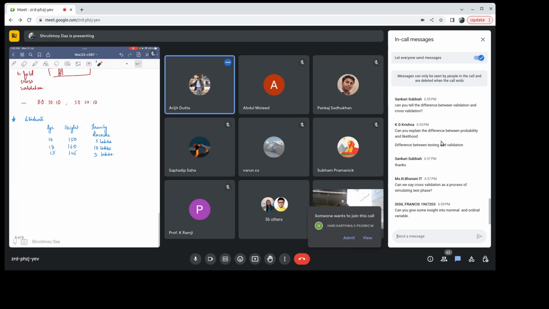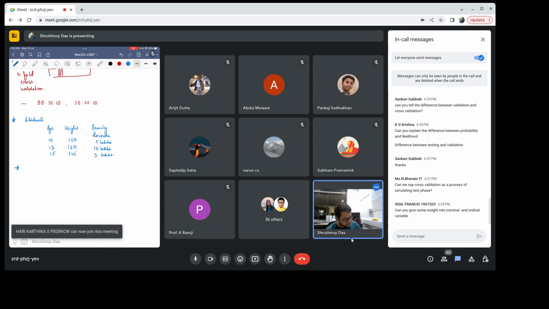Yeah, sure. So probability. When we are talking about probability, we want to know what is the chance of occurrence of that. So suppose the number of occurrences of event x by the total number of events. So this is the probability.